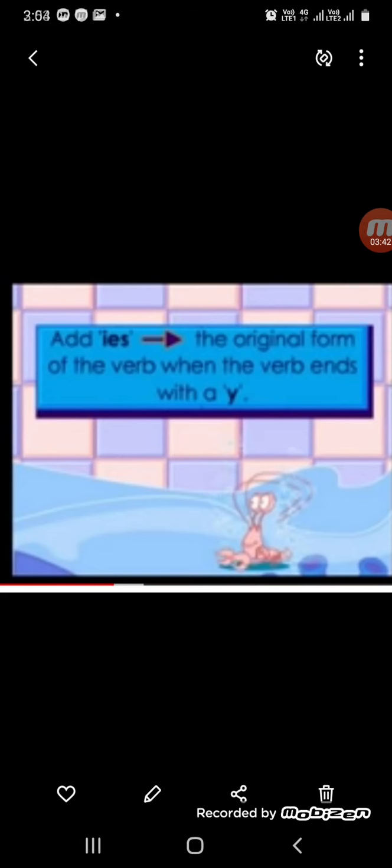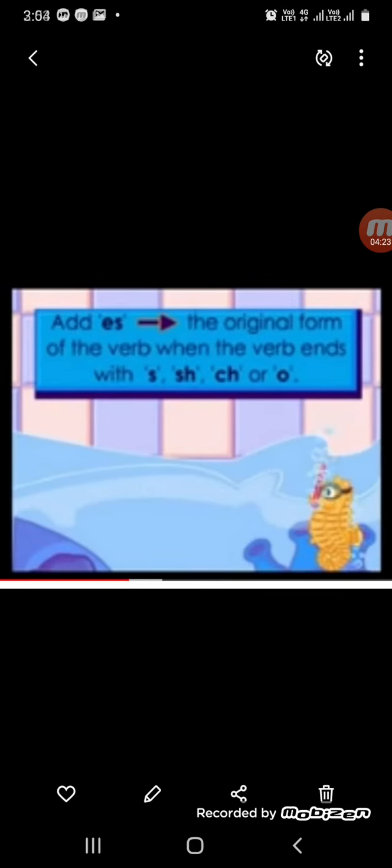And one more change is to add ies to the original form of the verb. When the verb ends with y, you will change the y and make it into ies. Example: she studies hard every night so that she can pass her exam. Now study, the spelling is study. Now this y is changed into ies. You can't write study-s, it is studies. It is simple present tense. For these kinds of words which end with y, you will add ies to the verb and it will become simple present tense.